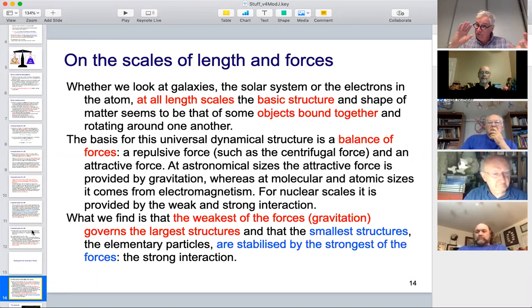There's a repulsive force, such as a centrifugal force, that's moving things apart, and an attractive force, gravitation. So in planetary rotation, these things are very nicely balanced, and most planets go around roughly circular orbits.